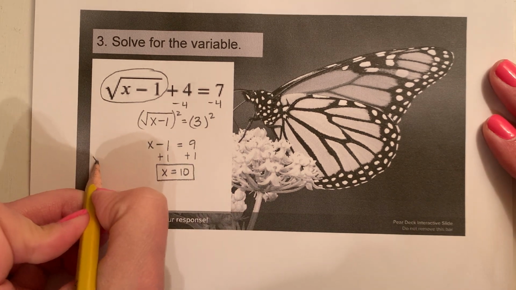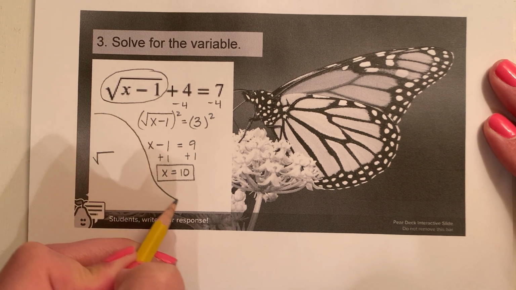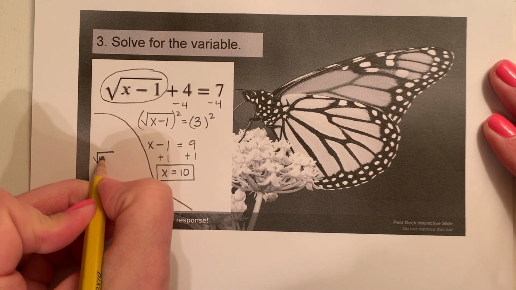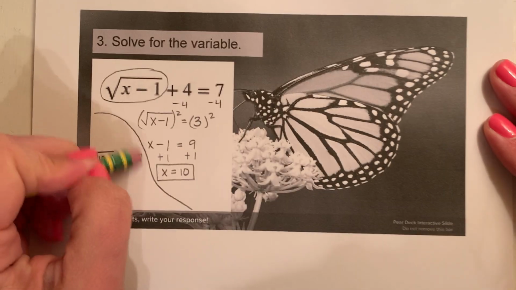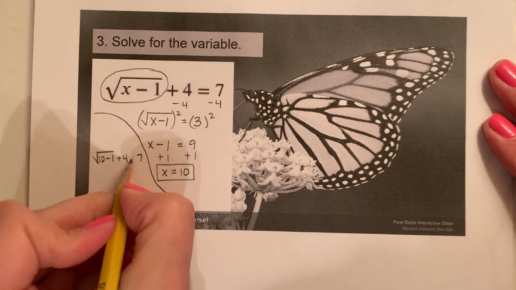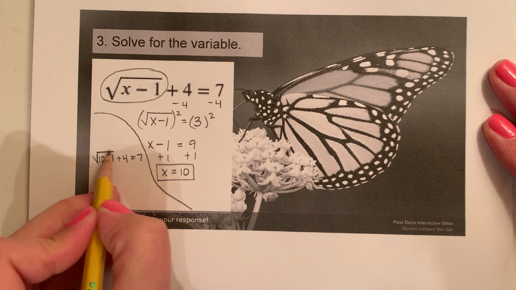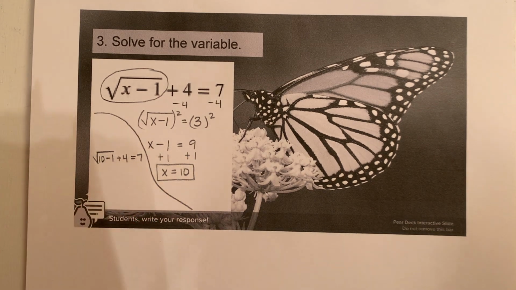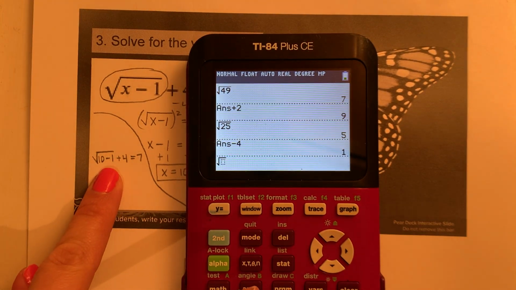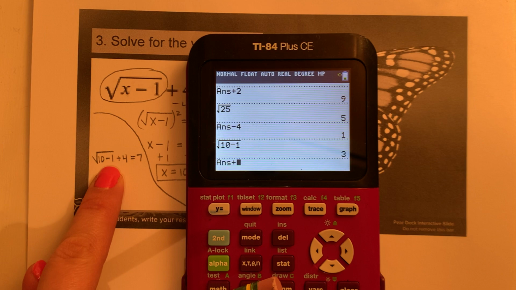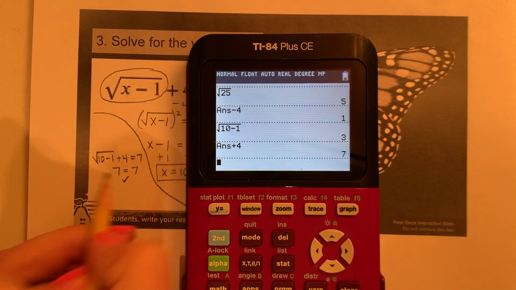Let's plug it back in, make sure it works. I'm running out of room here, so bear with me. If I had the whiteboard, I would be able to have all that room. Okay, so I'm going to take the 10 and plug it back into the beginning. Plug the 10 back in for x, so I have the square root of 10 minus 1, plus 4, equals 7. I'm just going to type the left side into the calculator: square root of 10 minus 1. I press enter and then plus 4, and I get 7, which is perfect. That's what I was hoping for.